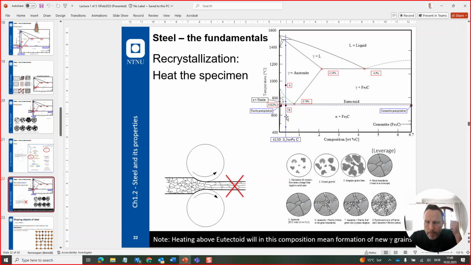When there's a lot of energy inside it. If there's a little bit of energy inside it, you would need more time to recrystallize.